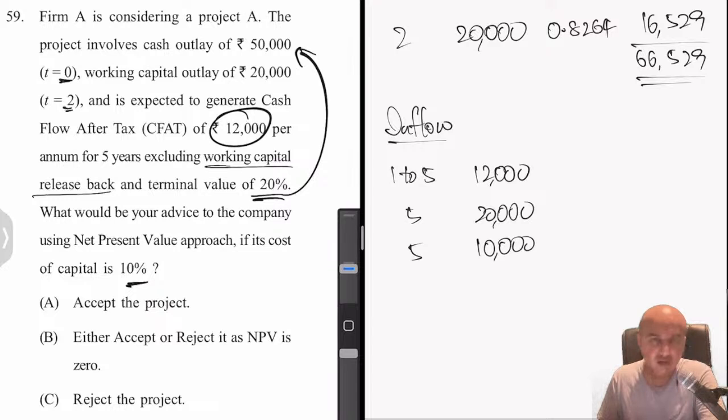5 2s are 10. So therefore 10,000 we will get back there too. 20% of... terminal value of 20%, no? 5 2s are 10 only, right? Yeah, let me just read the question again.